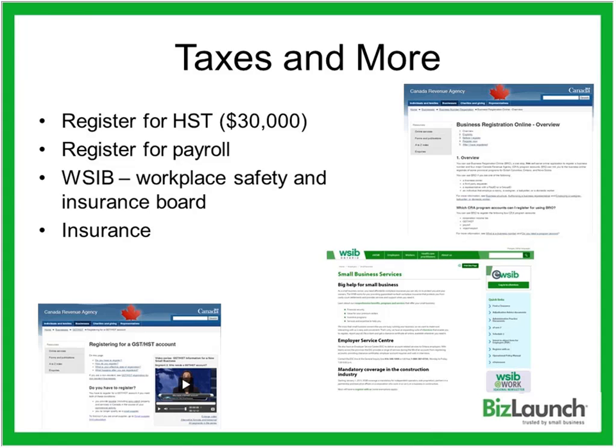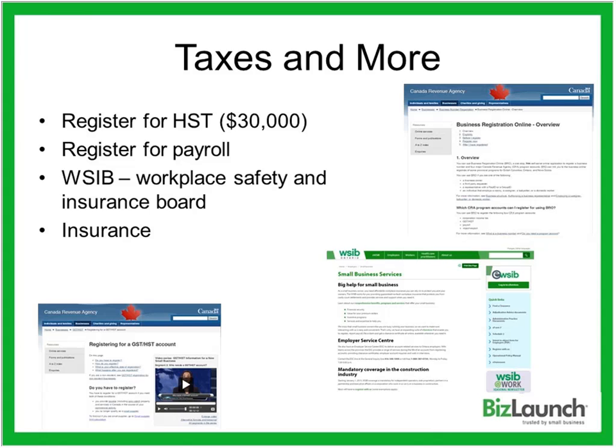So just be very careful of that. If you register for HST, even if you don't do $30,000 of revenue, you have to charge people HST. You are not allowed to charge HST if you do not have an HST number. Okay, so keep that in mind. There are certain services that do not charge HST, certain educational services and things like that. Go online and check that.